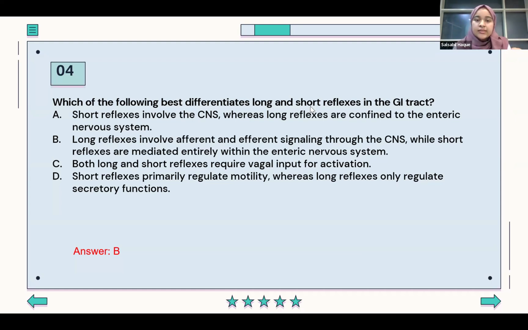they involve the CNS and they are, for example, the gastrocolic reflex, gastroileal, what else? The vagovagal reflex, etc. Those are all long reflexes, and they require afferent and efferent signaling through the CNS. So answer B is correct.